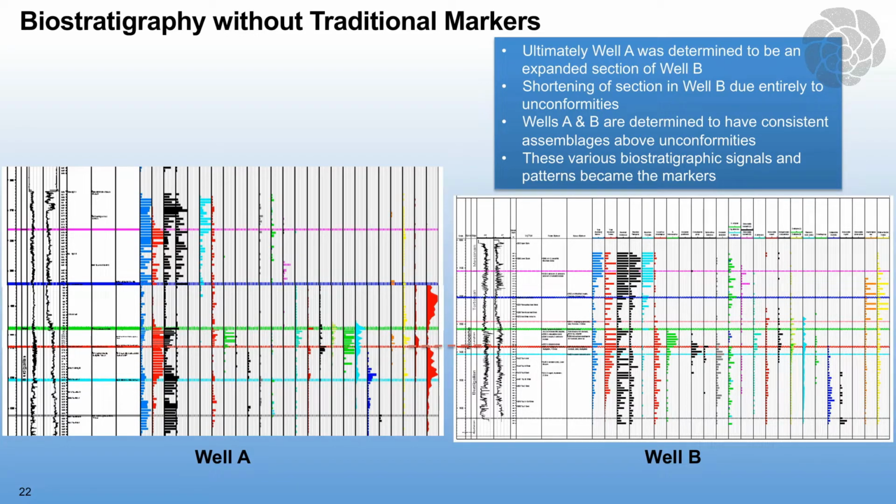So using the identified unconformities and the patterns of abundance above each of them is what became the biostratigraphic markers in these wells and in all the other wells in the basin. And it proved effective in every single well. This is how everything finally got figured out. So just that to say that in the absence of traditional markers, there are still tools available to make biostratigraphy effective and useful and applicable.